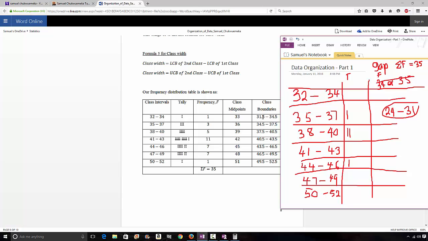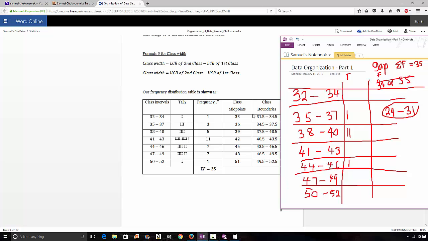That is one way to do it. Okay, another way to find the lower class boundary of the first class, let's say you don't want to assume a previous class. Well, another formula for class size is lower class boundary of the second class minus lower class boundary of the first class, or upper class boundary of the second class minus upper class boundary of the first class. And that applies to all these. You can also say that class size is lower class boundary of the fifth class minus lower class boundary of the fourth class, or upper class boundary of the fifth class minus upper class boundary of the fourth class. Or lower class boundary of the seventh class minus lower class boundary of the sixth class, or upper class boundary of the seventh class minus upper class boundary of the sixth class. That is the second way of finding the lower class boundary of the first class.